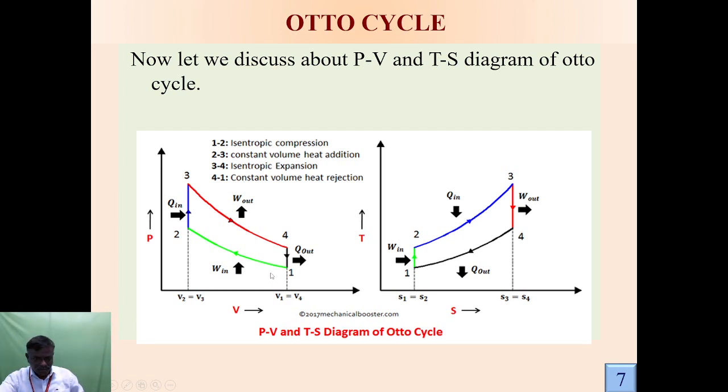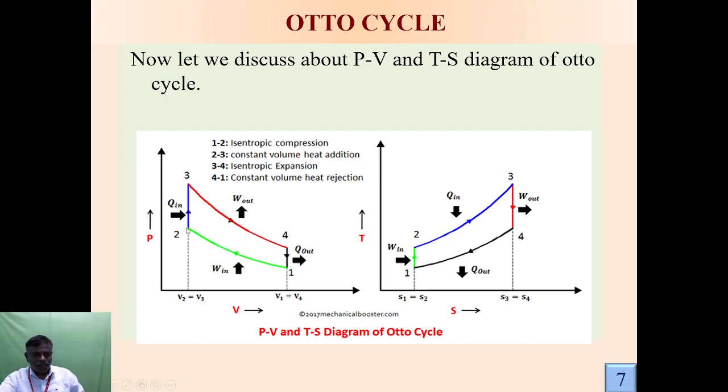In the first process, the air-fuel mixture is isentropically compressed from point 1 to point 2. So compression takes place. At point 1, the volume is V1 and the pressure is P1, and at point 2, the volume is V2 and the pressure is P2. In this process, the pressure increases from P1 to P2 and the volume decreases from V1 to V2. This is the isentropic compression process.